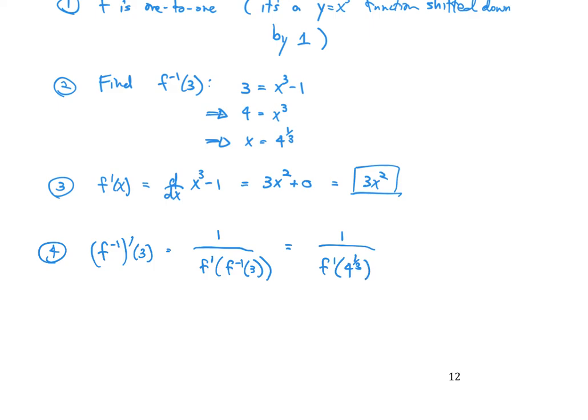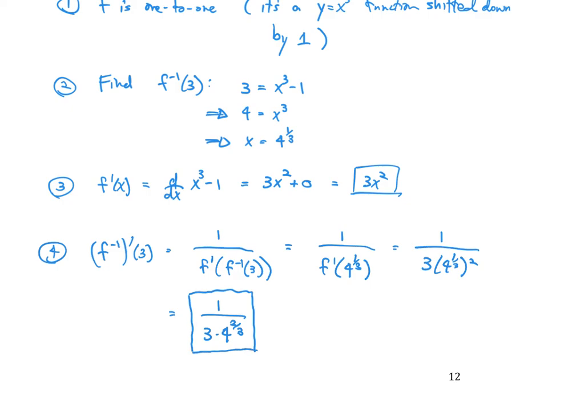And since I've already calculated what f prime is, I could substitute in the 4 to the 1/3 into the f prime. So this would be 3 times 4 to the 1/3 squared. Okay. And then I could simplify this a little bit. This is going to look something like 1 over 3 times 4 to the 2/3 power. And if you want to, you can pop that into a calculator if you needed a numerical answer. I'm just going to leave it as it is.